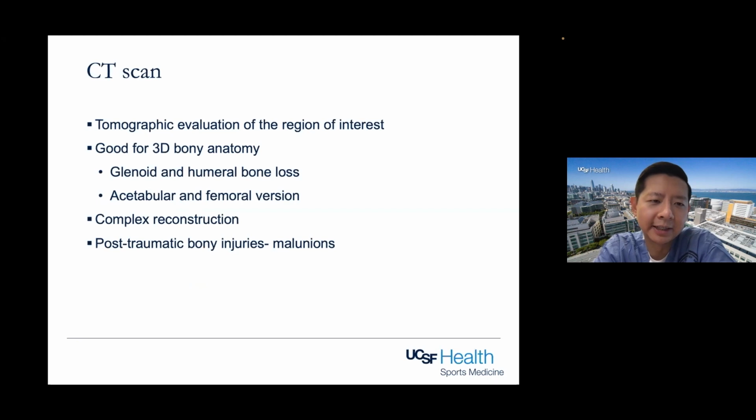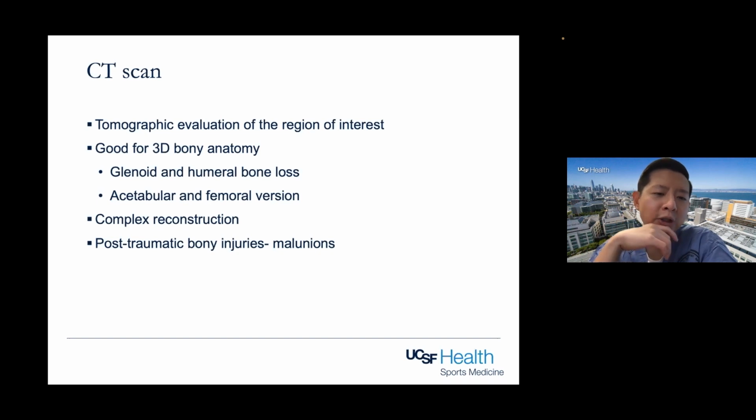Okay. Another modality is your CT scan. So this is a tomographic evaluation of the region of interest, and you can also use it to recreate a 3D bony anatomy. So this is good for the shoulder if you have shoulder instability. So we can use this to look for glenoid and humeral bone loss. And for the hip, you can also look at the version of the socket and the femur to see which direction it's rotated. And then also complex reconstructions, whether it's shoulder or hip or knee, you can use a CT scan to plan your approach.